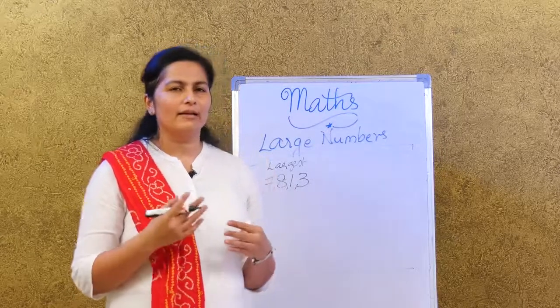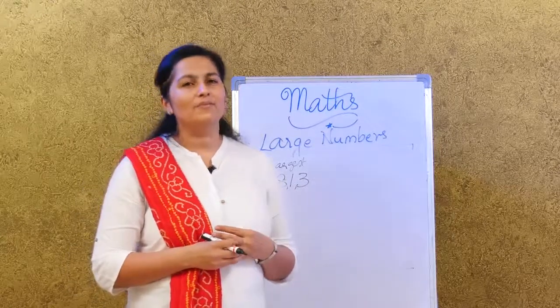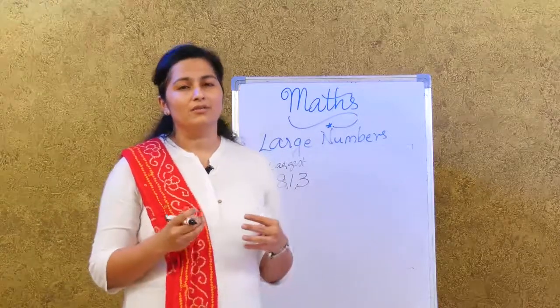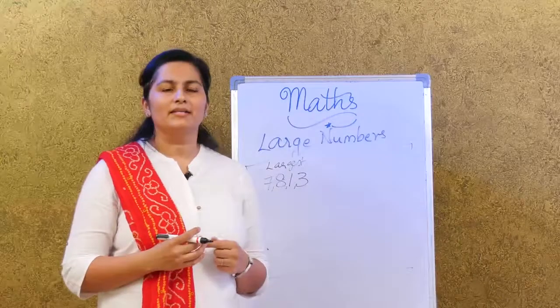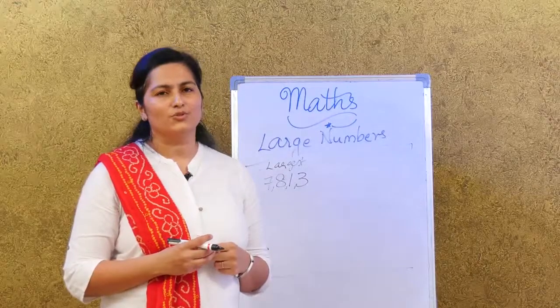So, can we just quickly remember what all we studied? We really looked long into large digit numbers. So, in today's class we learnt about 10,000s. We learned about the ascending order, descending order. We also learned about successor and predecessor. Okay, so that brings us to the end of Unit 2.